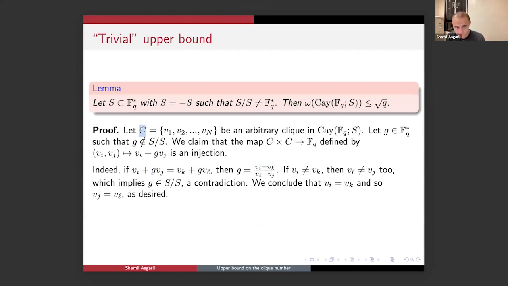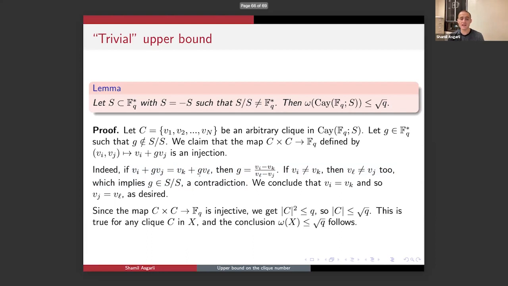And in C, but C is a clique, so the difference v_i minus v_k actually lies in S. v_l minus v_j also lies in S because C is a clique. That would mean that g is in S divided by S, which is a contradiction. So the only way to not get a contradiction is to get v_i equal to v_k, and therefore v_j is equal to v_l. So we've shown that this map is injective, because if you assume that they have the same image, in fact, v_i must equal v_k and v_j must equal v_l. So the map is injective.